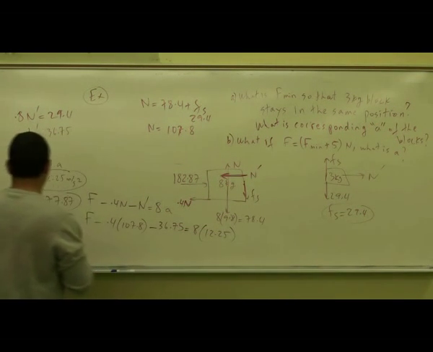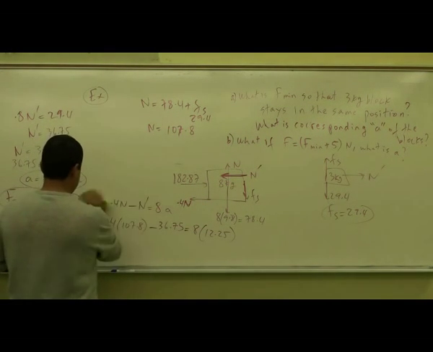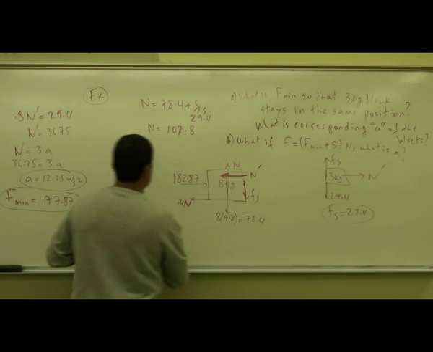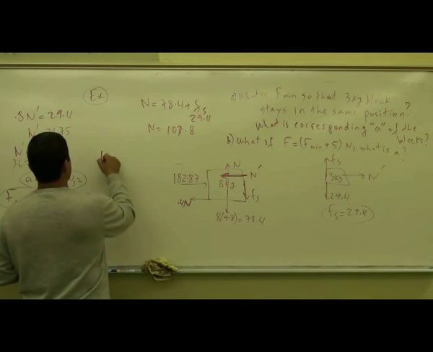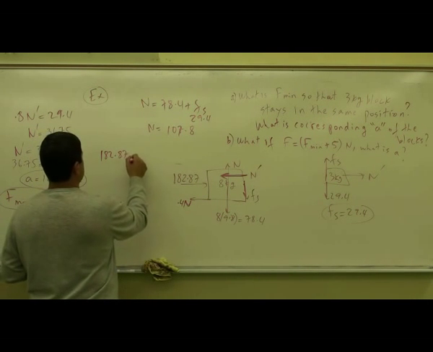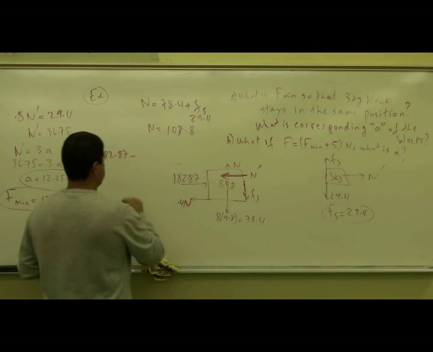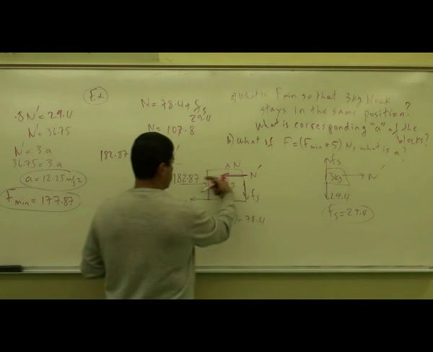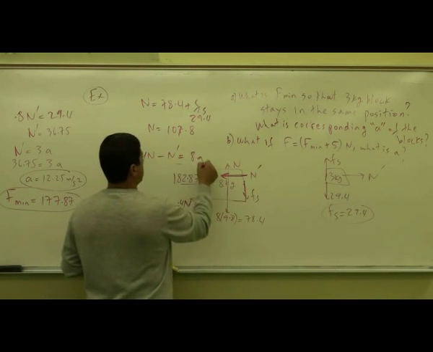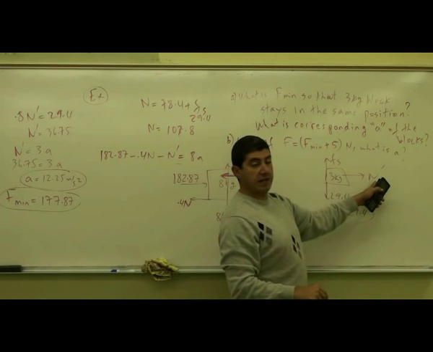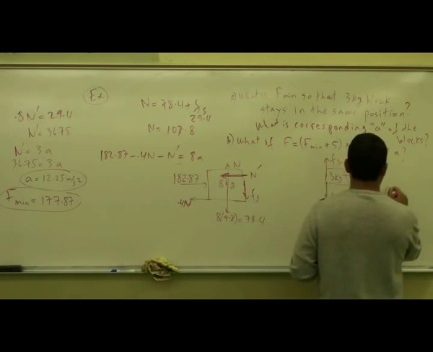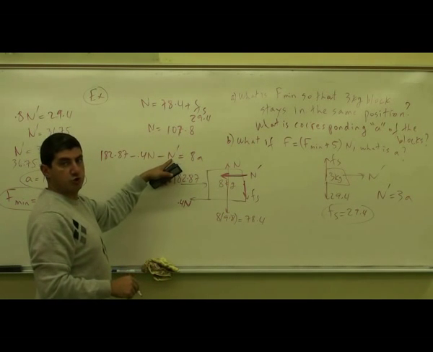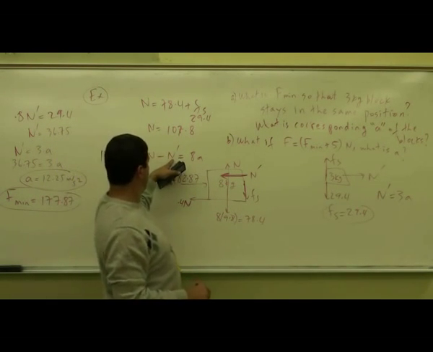So now what is the force going to be here? So we have 182.87 minus 0.4 n minus n prime, this one, is equal to 8a. This equation tells us n prime is equal to 3a. N prime is equal to 3a. We can substitute that n prime over here.